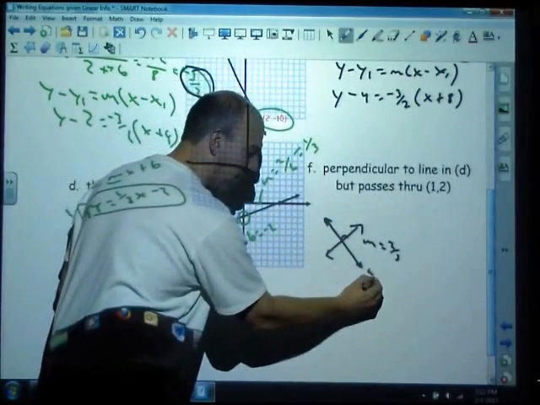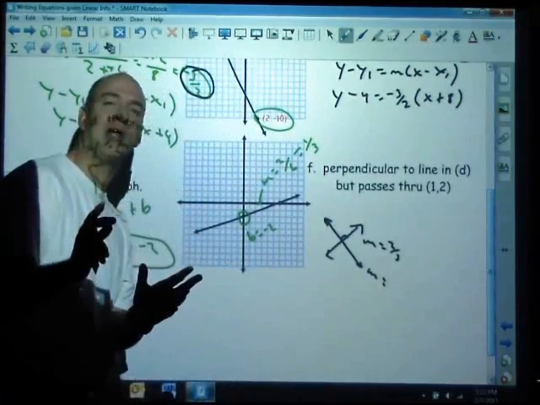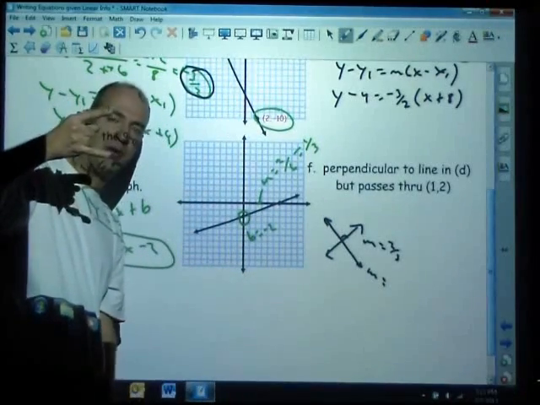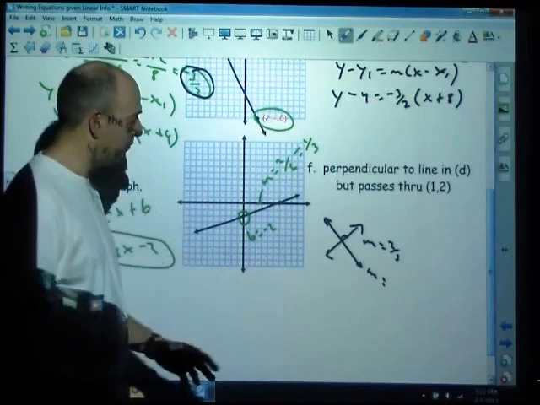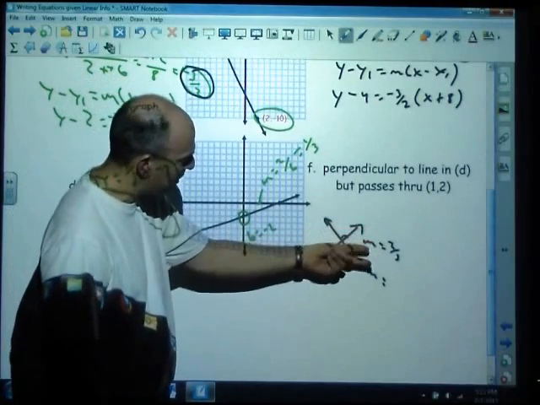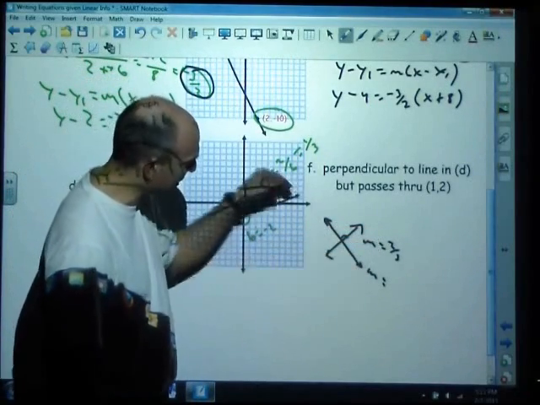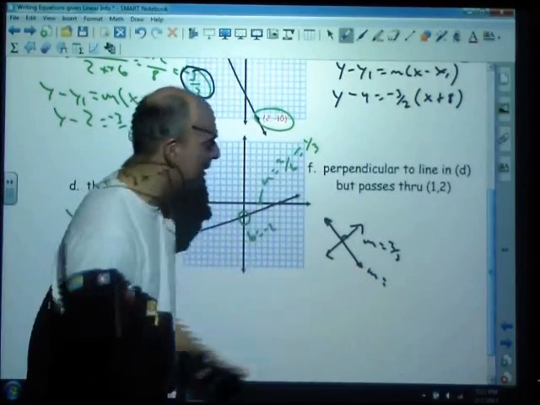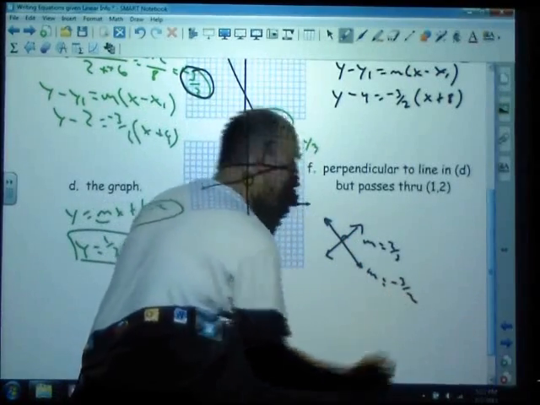And what we find out is the slopes on perpendicular lines actually are negative reciprocal fractions. So if this one has a slope of 2/3, we want to flip that and change the sign because it's got to be the opposite direction. So it's going to be -3/2.